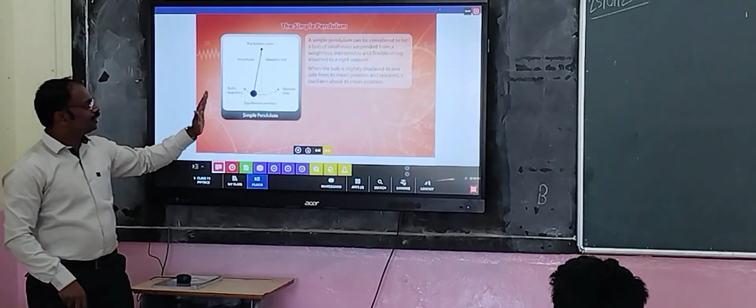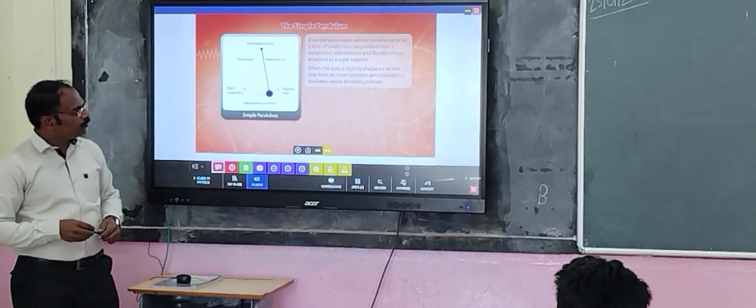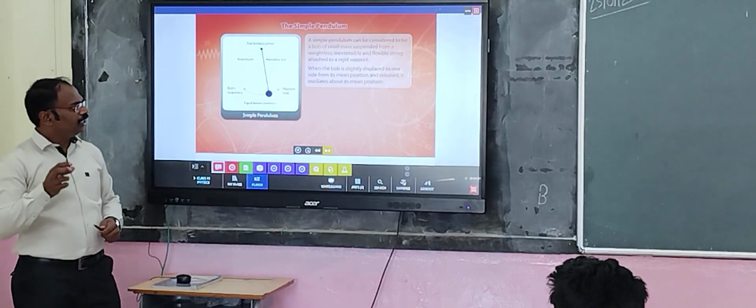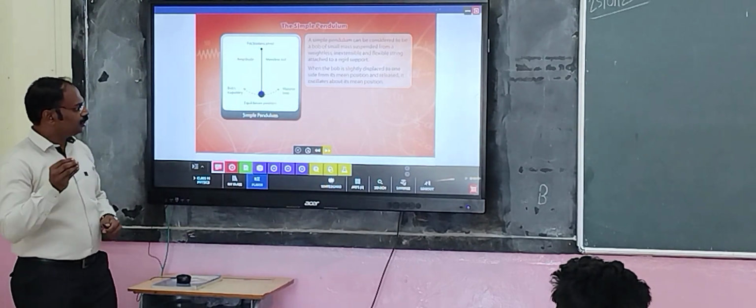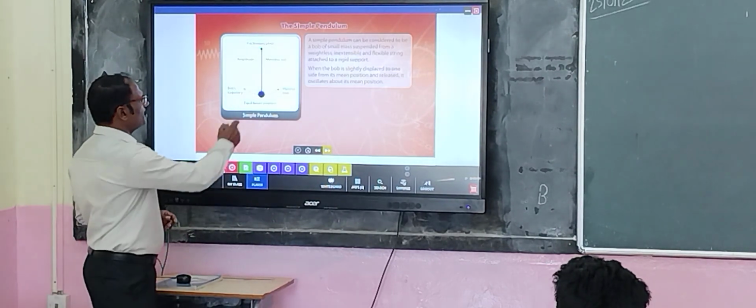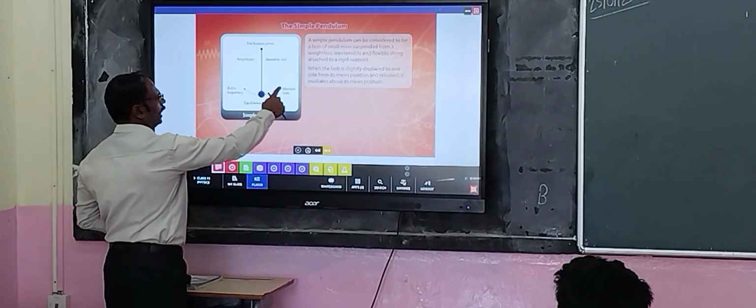So we know that a simple pendulum can be considered to be a bob of small mass suspended from a weightless, inextensible and flexible string attached to a rigid solid. We know that this is called the mean position and these are the extreme positions.